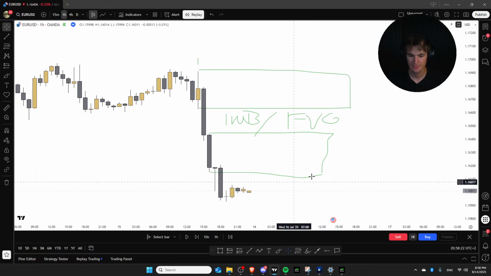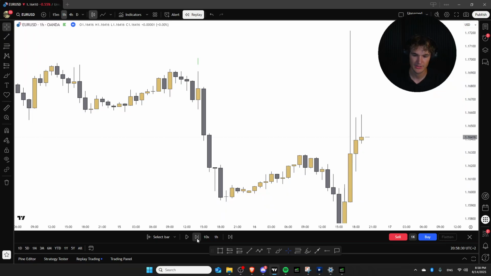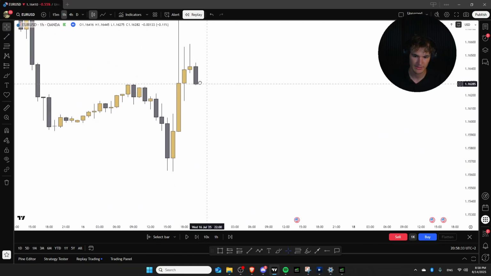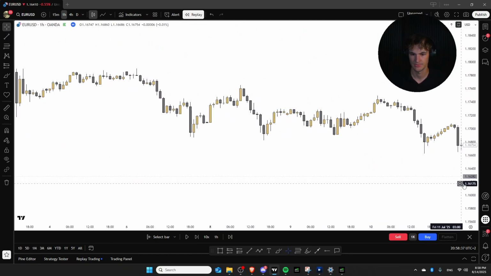So whenever that happens, that usually means that the market wants to come back to that area and fill that imbalance. So it's very likely that the market's going to react off of it. You see that that imbalance gets filled. Now let's see if we have a couple examples.